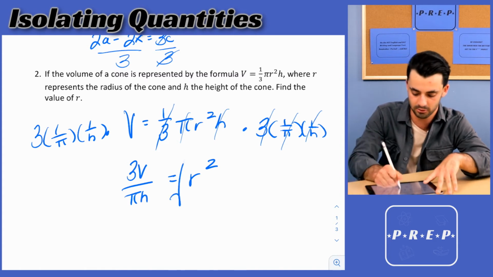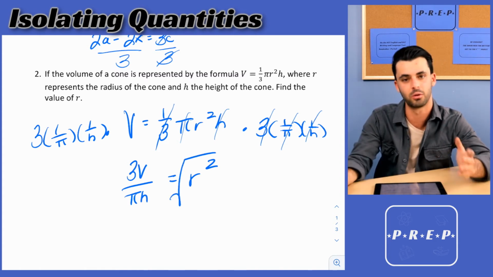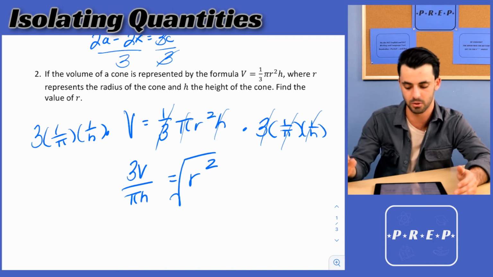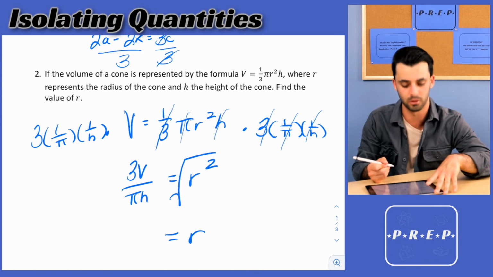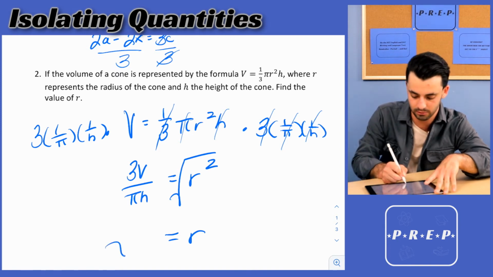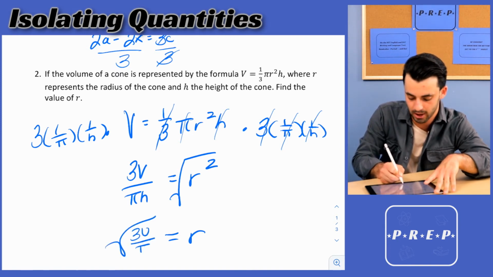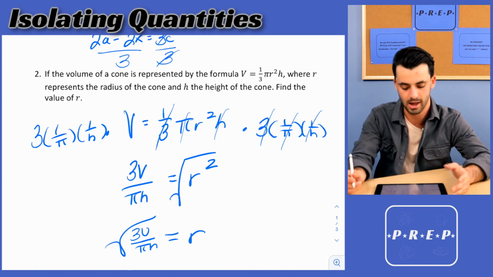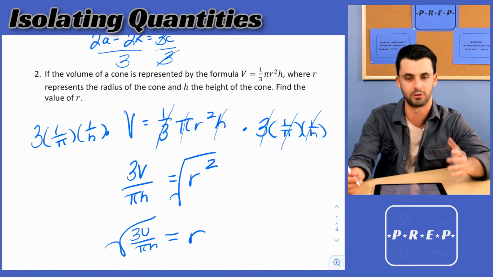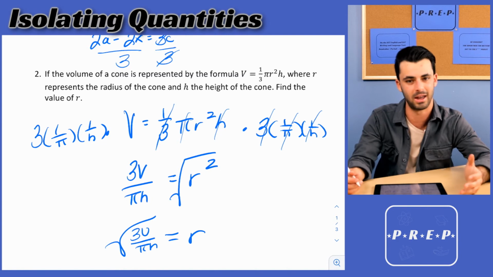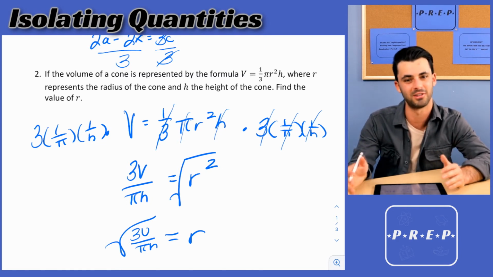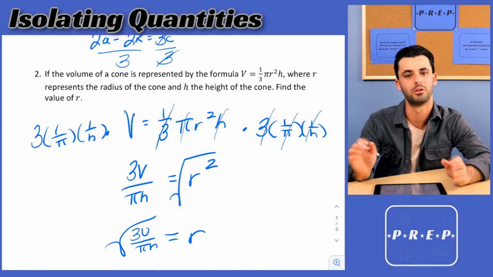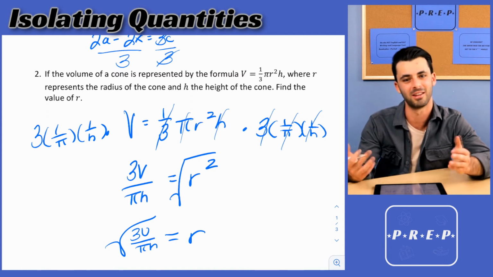When you take the square root of the right-hand side, the square root and the 2 as the exponent end up canceling, and you're left with r on the right. And then you're just going to take the square root on the left, and that will leave you with 3v over pi h underneath the radical. The final answer here ends up being the square root of 3v over pi h equals r. So those are two isolating quantities questions. Now I want to check out a problem directly from the SAT. Let's take a look at it.